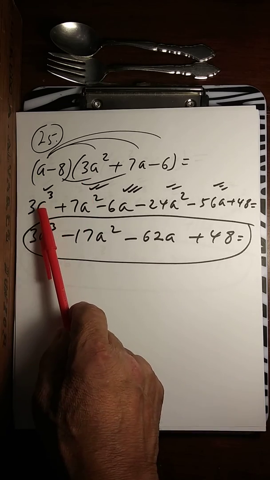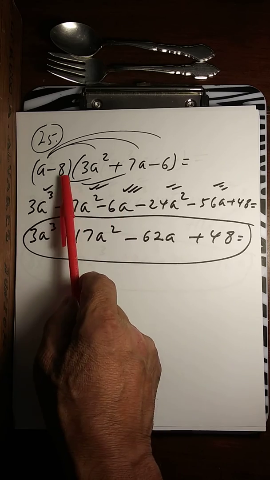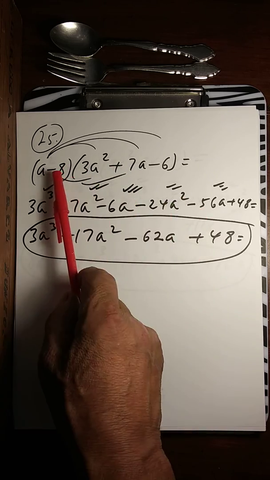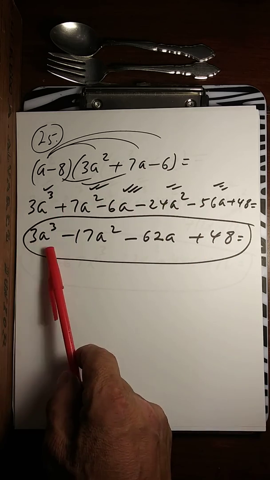8 times that is 3a cubed. That turns out is 21a squared. That turns out is minus 6a. That turns out is 24a squared. That turns out is 56a. And the last is 48. A cubes, that's all there is.